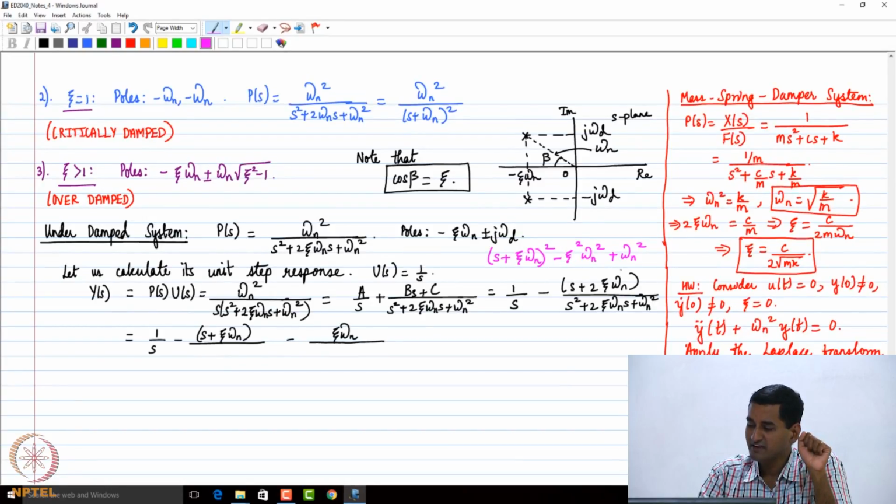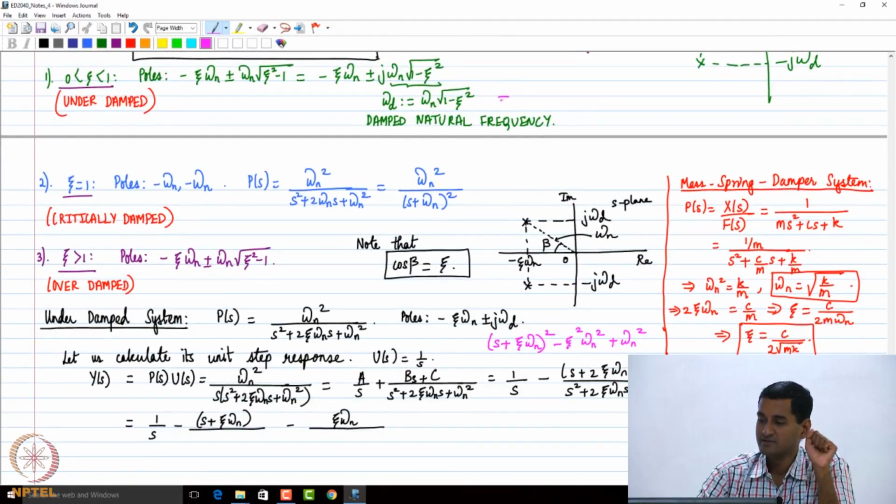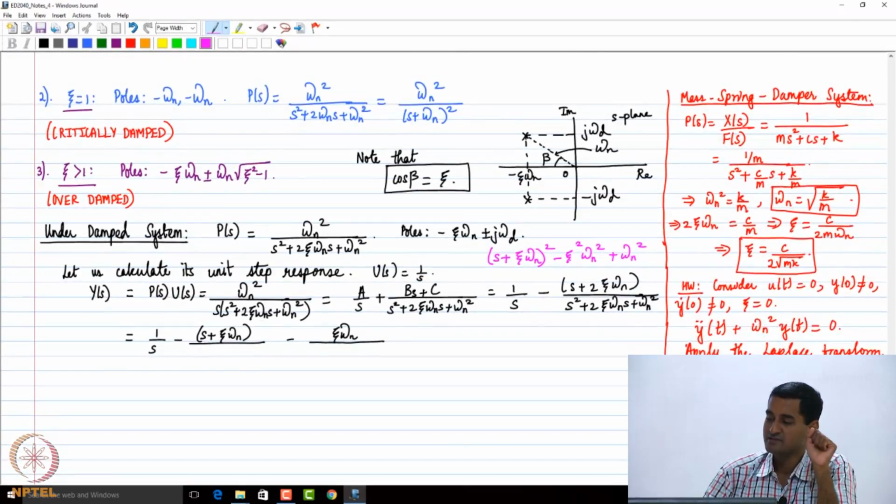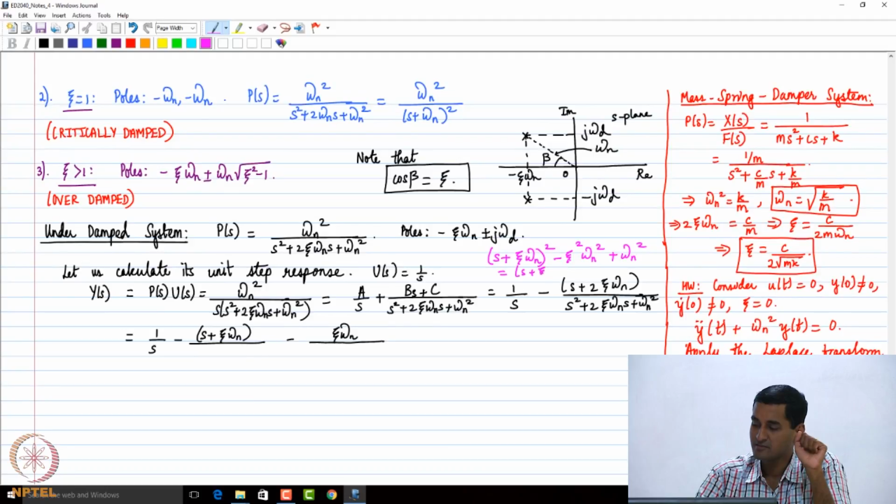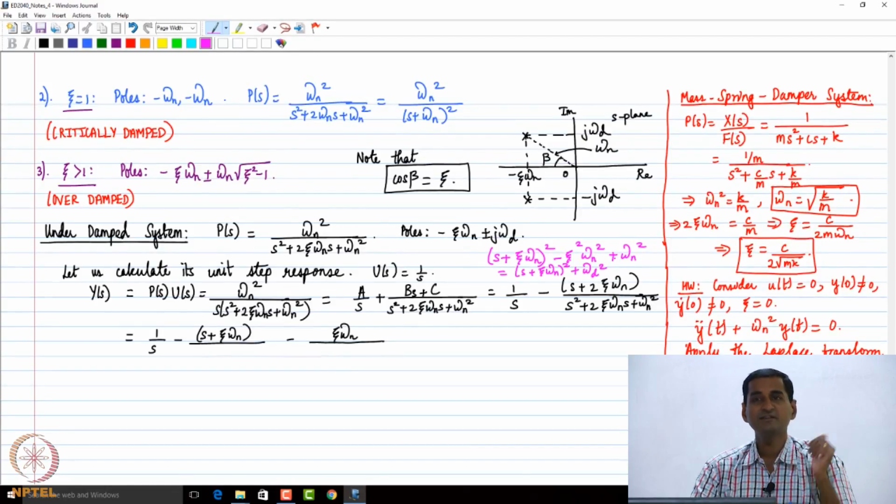So what is this factor, omega n squared minus zeta squared omega n squared? Immediately you see that omega d squared is equal to omega n squared times 1 minus zeta squared, right? So this is omega d squared. So the sum of squares is going to be s plus zeta omega n whole squared plus omega d squared. Do you agree? You expand it, you will see that you will get that one.